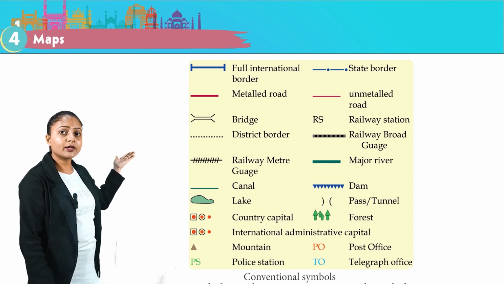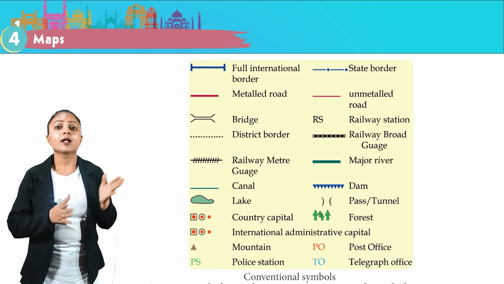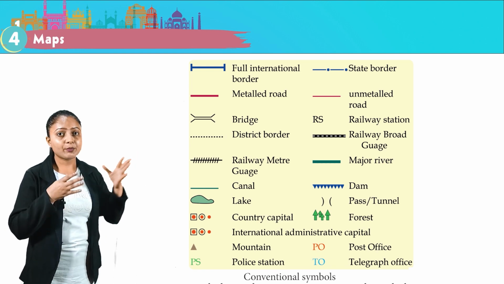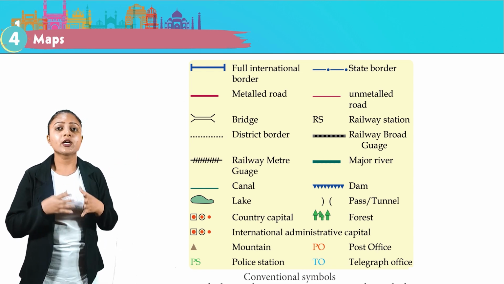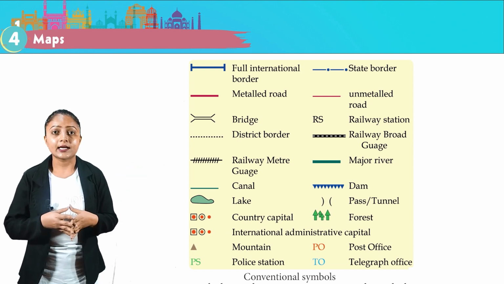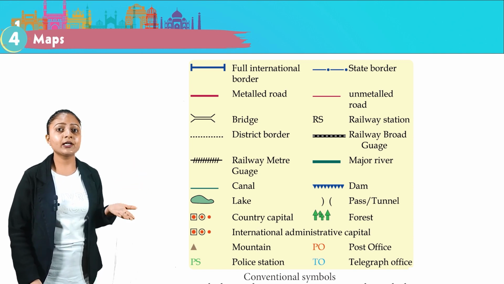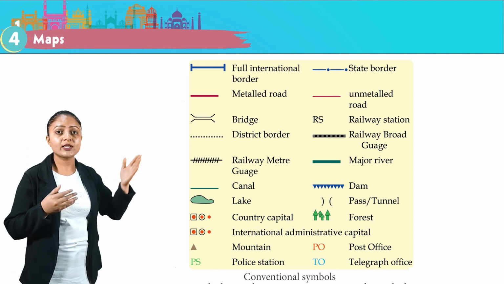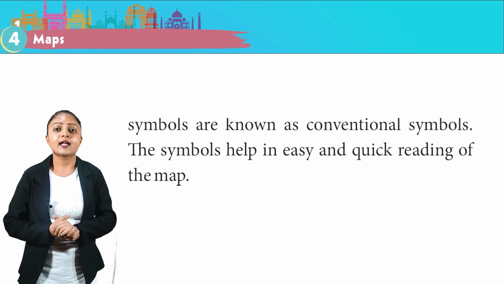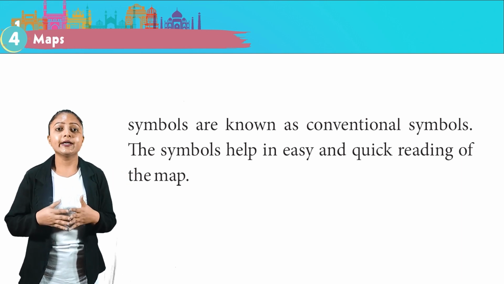Full international border, state border, metalled road, unmetalled road, bridge, railway station, district border, railway broad gauge, railway meter gauge, major river, canal, dam, lake, pass, tunnel, country capital, forest, international administrative capital, mountain, post office, police station, telegraph office. Symbols are known as conventional symbols. The symbols help in easy and quick reading of the map.